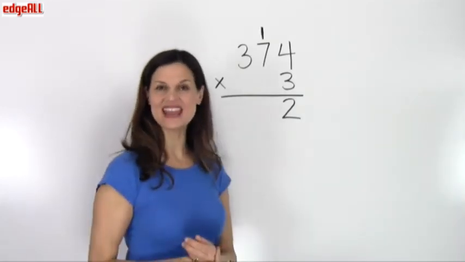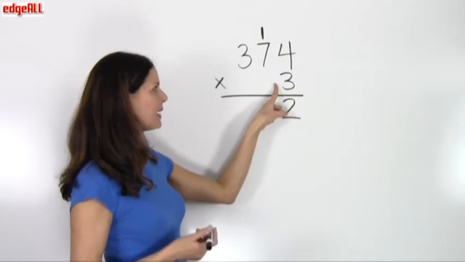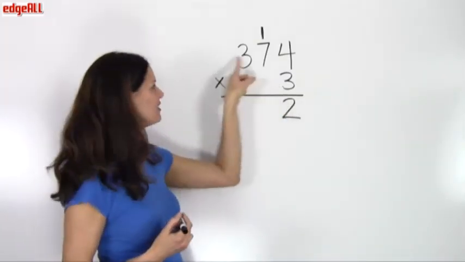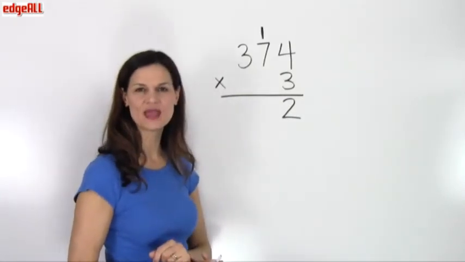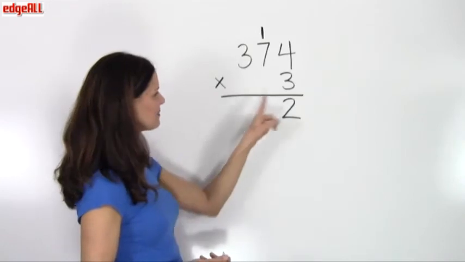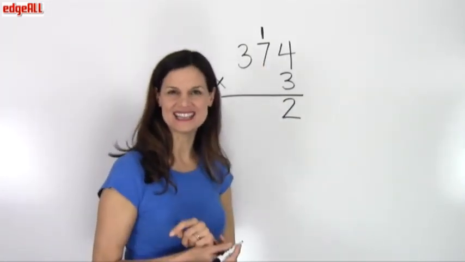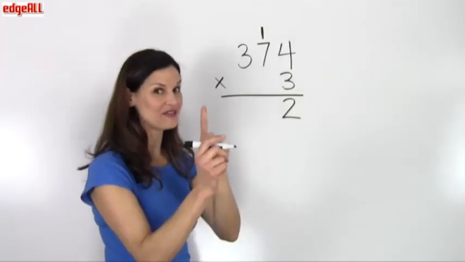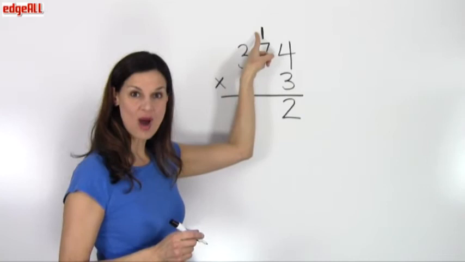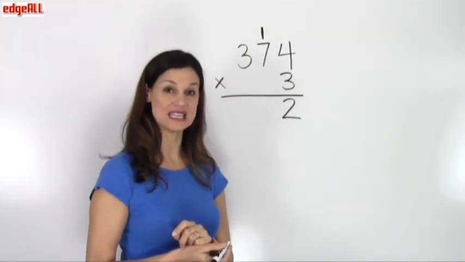So then I move on to my next step, which is now to multiply the 3 by the digit that's in the tens place of the 374. So the digit that's in the tens place is 7. And so I'm going to multiply 3 times 7, which I've memorized. It's 21. But I'm not finished yet. Don't forget that I have to add this 1 to my 21. And so I get the answer of 22.